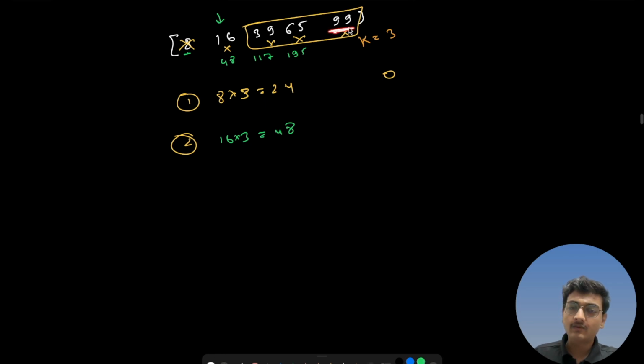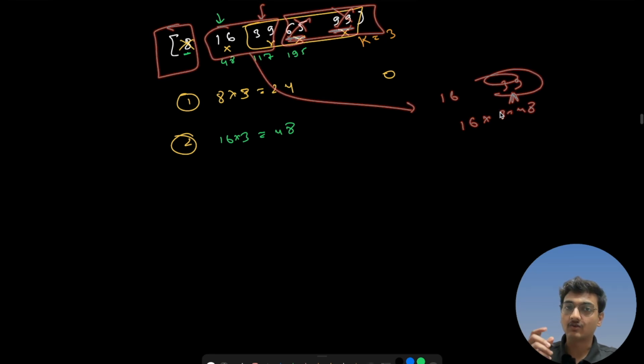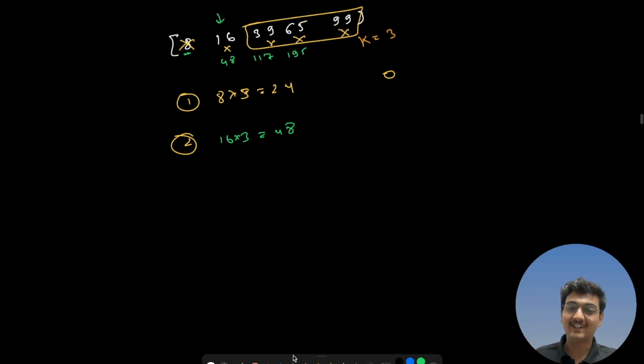Do I need to remove this 99? Yes, I need to. Okay, let's remove this. Do I need to remove this 65? Yes, I need to, because this is greater. Okay. Do I need to remove this 39? No, I don't need to. So after removing two elements from here and one element from here, my array is balanced. If you see 16 and 39, the property is satisfied. So 16 into 3 is 48, and this 48 is greater than this 39. So my property is getting satisfied.